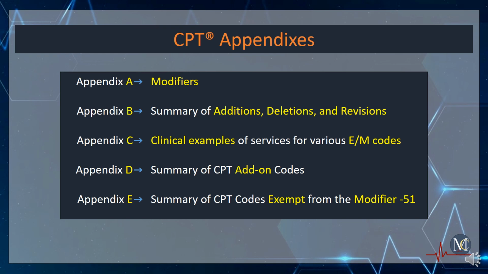In the CPT manual, in between the tabular and the alphabetic index, there is a portion of CPT appendices which provide additional information for coding guidelines. In Appendix A, we see the list of all modifiers along with the description of how to use them. In Appendix B, we see the summary of addition, deletion, and revision codes. In Appendix C, we see the clinical examples of evaluation and management codes. In Appendix D, we see the list of all add-on codes. In Appendix E, we see the summary of codes which are exempt from modifier 51.